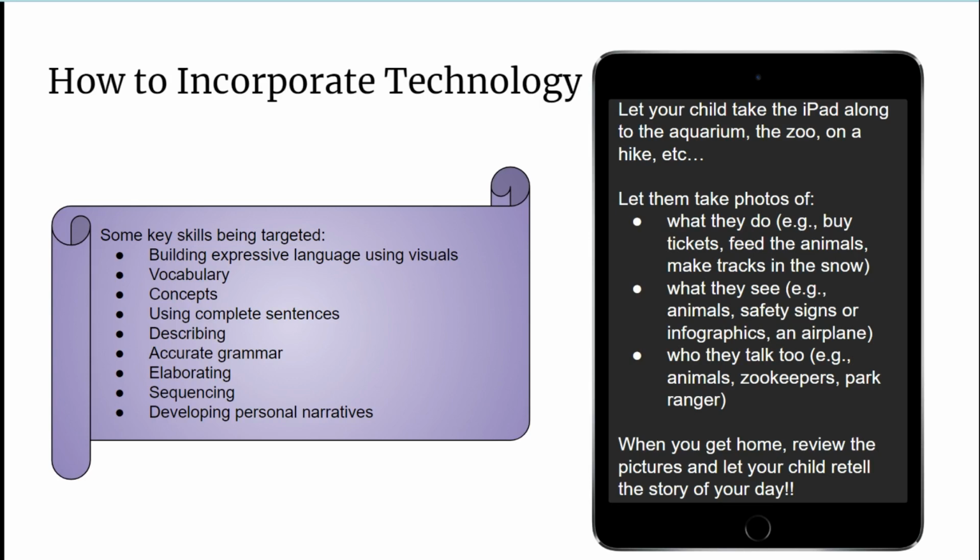Here's an example. Let your child take the iPad or your phone along to the aquarium, the zoo, on a hike, etc. Give them time to take photos of what they do, like buying tickets, feeding the animals, or making tracks in the snow, or photos of what they see, like animals, safety signs, and who they talk to, animals, park rangers, zookeepers. When you get home, review the pictures and let your child retell you the story of your day. By doing this, there are key skills being targeted, like vocabulary, using complete sentences, describing, sequencing, developing personal narratives.